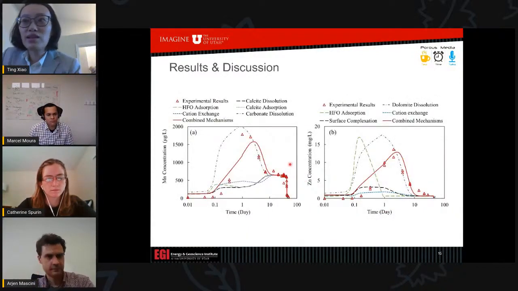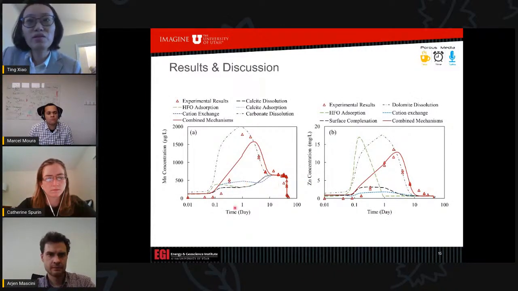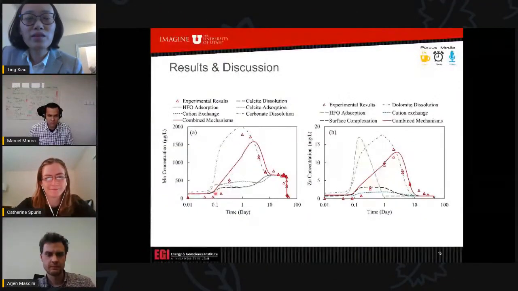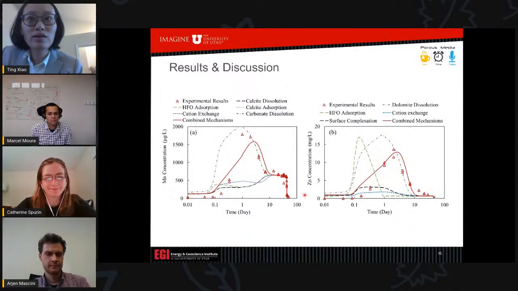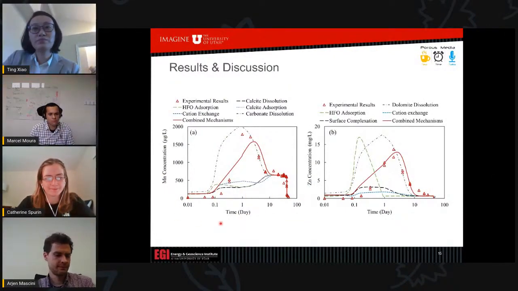To better understand the concentration peaks in the first few days, we tried different combinations of mechanisms, including dolomite dissolution, cation exchange, and adsorption. We found that dolomite dissolution as well as cation exchange are two key mechanisms of the concentration peaks in the first few days. Here in the simulations, we use zinc and manganese as examples.